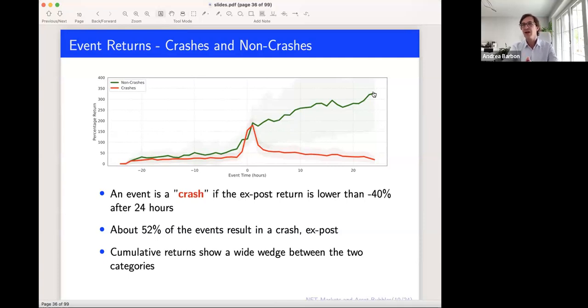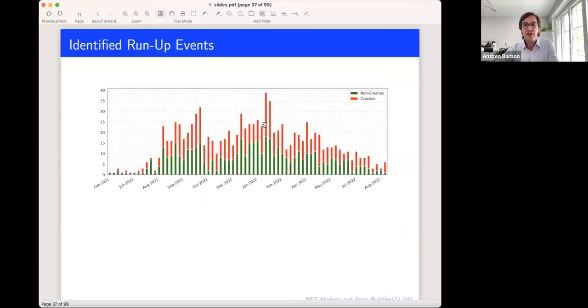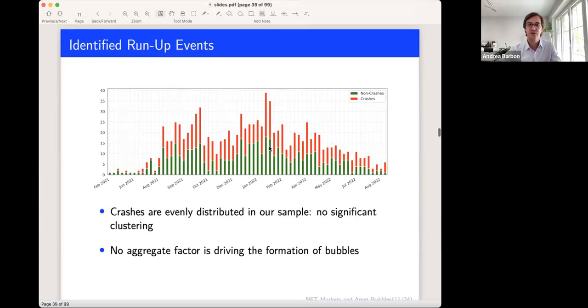For an investor, it would be very profitable to distinguish between crashes and non-crashes at t equals 0 after the run-up. Because if you can select yourself into the winners, the non-crashes, then you can make quite some money by trading the NFTs. If we look at the distribution of crashes and non-crashes over time, we see that there is no particular concentration in a specific week. This is what these bullet points are saying.